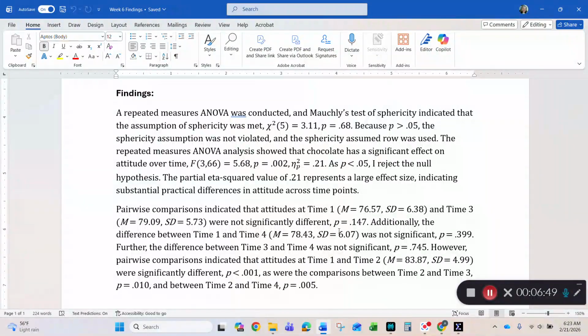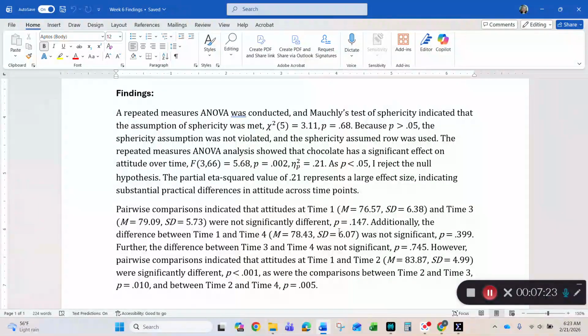Based on these findings, I think that it is evident that chocolate does affect attitude as mean attitudes increase from 76.57 at pretest to 83.87 5 minutes after eating the chocolate bar. A practical, meaningful change. 1 and 4 hours later, attitudes steadily dropped back towards baseline, but still sat a bit above pretest level. Practically, this suggests that chocolate produces a clear, short-term boost in attitude within about 5 minutes, but the effect dissipates over the next few hours, returning close to the original level.